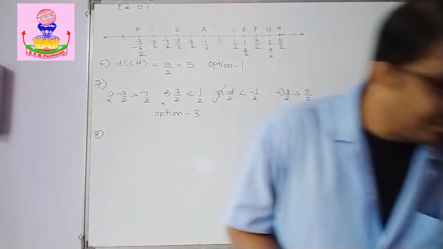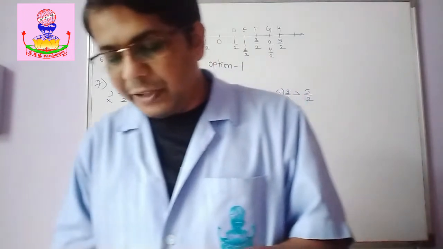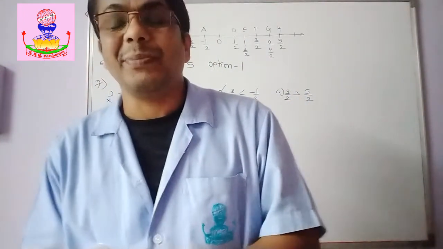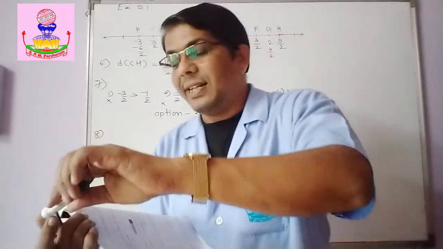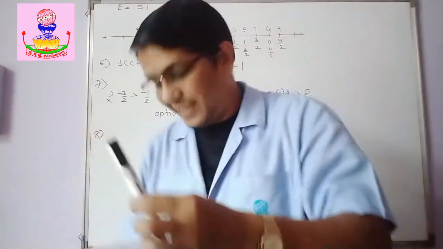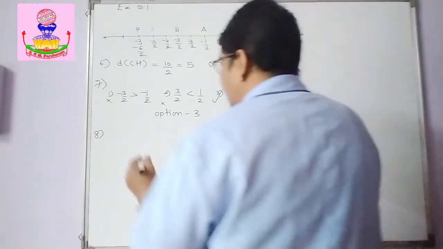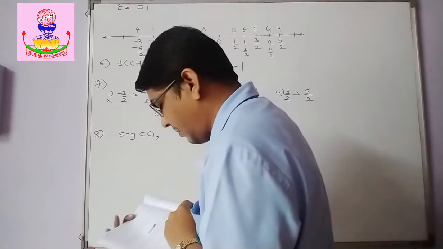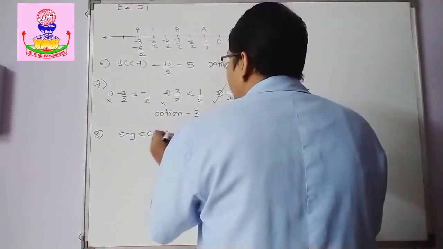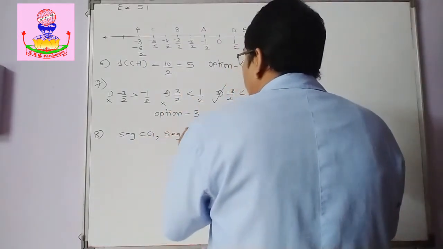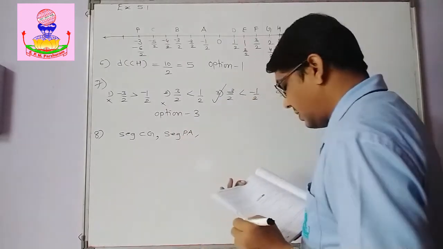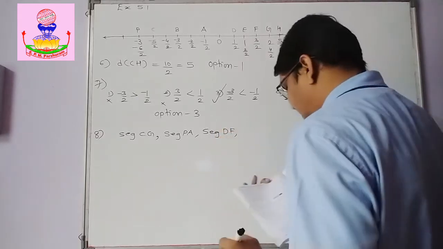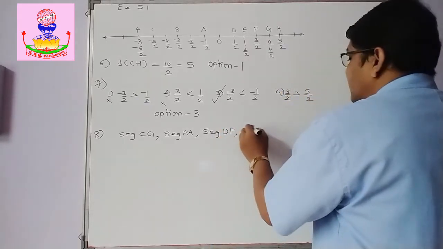Now let us go for 8th one. Okay. That is the 8th question. What is the difference between the lengths of the greatest and the smallest segments given below? Now here we have to find difference. Last time we have determined sum. Now, so what are the segments? Segment CG, then segment PA. Segment DF. And last, segment HB.